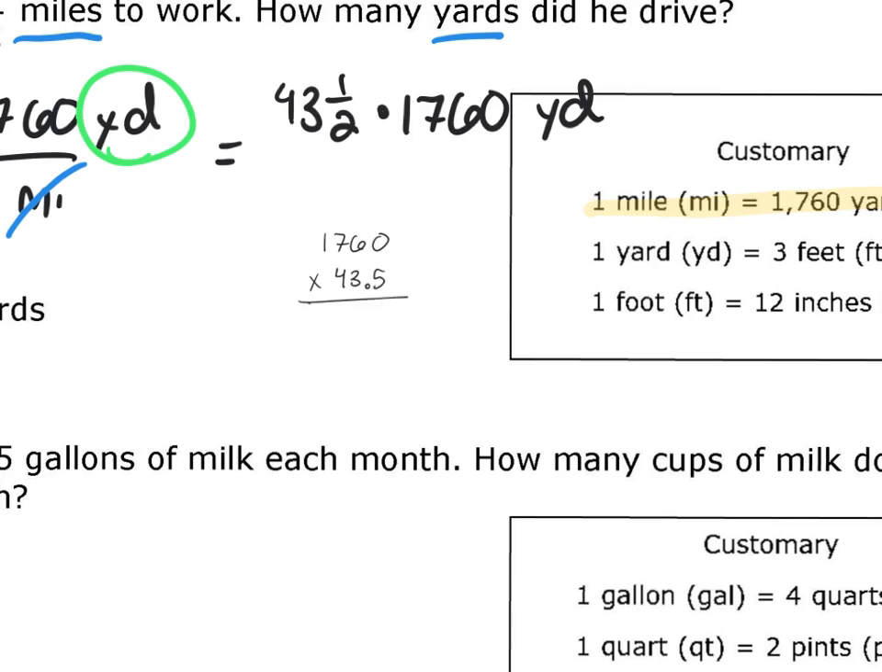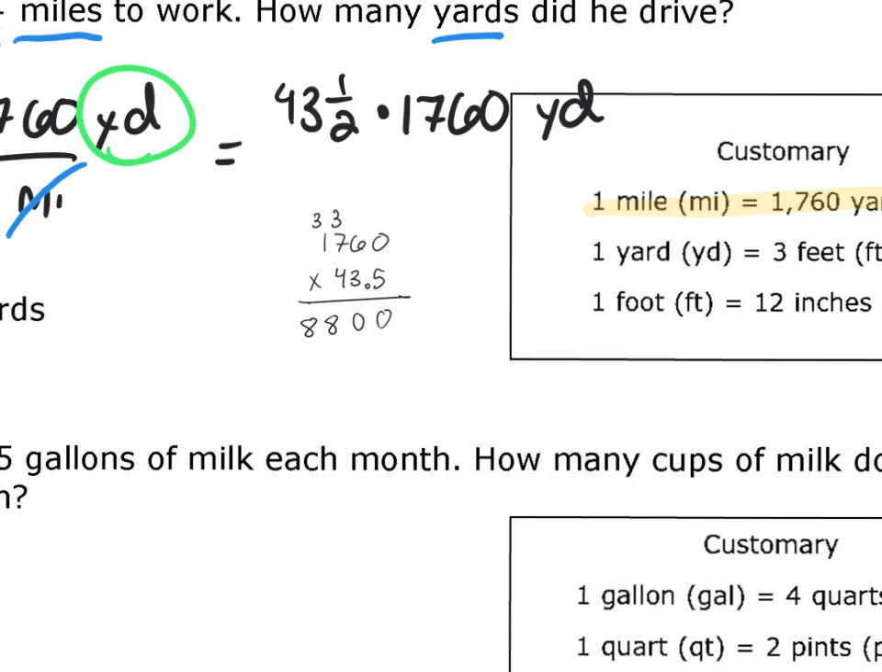43.5. I changed my fraction 43.5 to a decimal. That's going to be easier here for me to multiply. I think 43.5 as a decimal is the easier way to go. But you could do it either way, right? All right, let's multiply. 5 times 0 is 0. 5 times 6 is 30. 5 times 7 is 35. 35 plus 3 is 38. 5 times 1 is 5, and 5 plus 3 is 8.